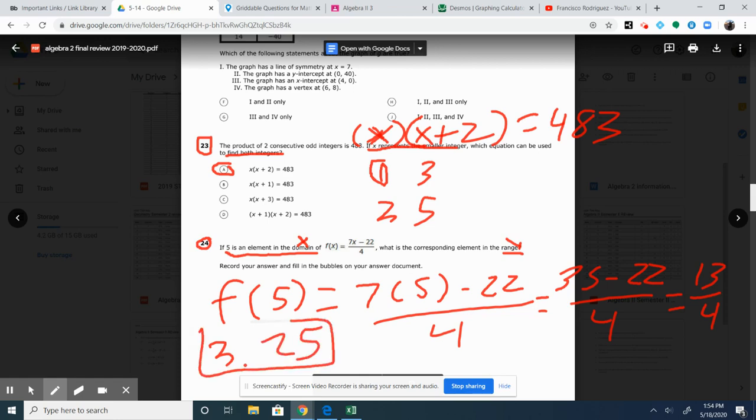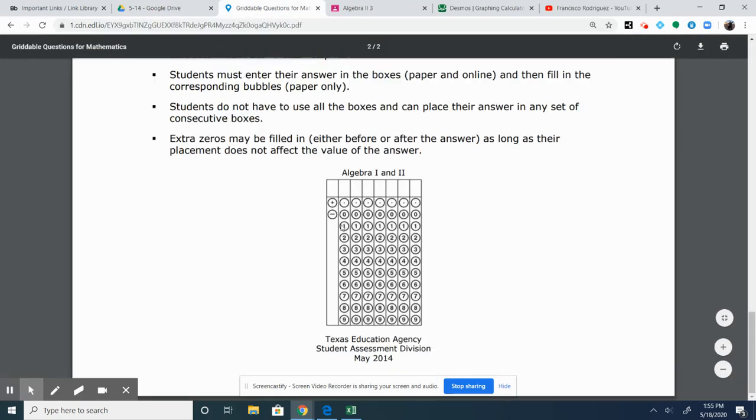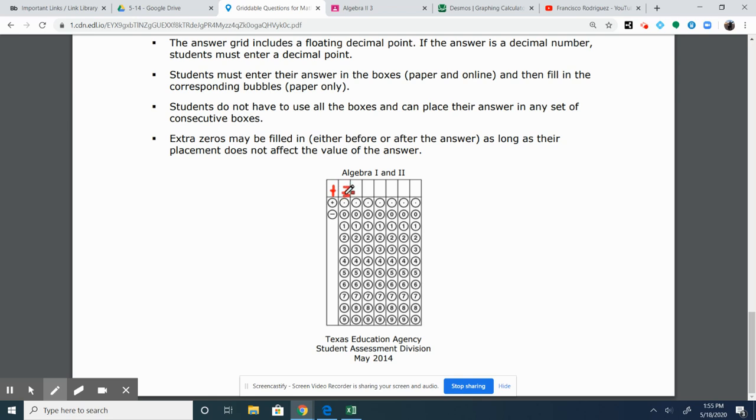So we would put it in decimal form because it's a griddable. What this is saying is that when our domain is 5, our range is 3.25. So when x is equal to 5, y would be equal to 3.25. And in a griddable, it would go as positive 3.25.